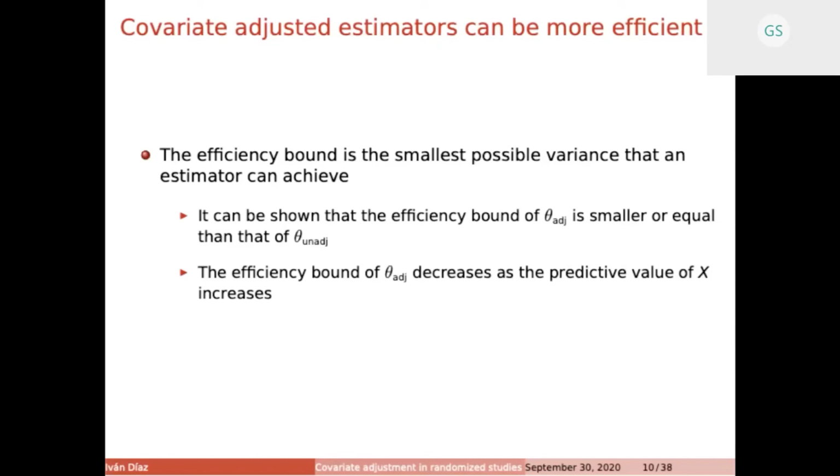Another property of the efficiency bound for the adjusted estimand is that it gets smaller and smaller as the predictive value of X increases. So the more predictive X is of the outcome, the smaller the efficiency bound, and the better standard errors you can get for your estimator. So these two are the motivation for using covariate adjusted estimators in randomized trials.